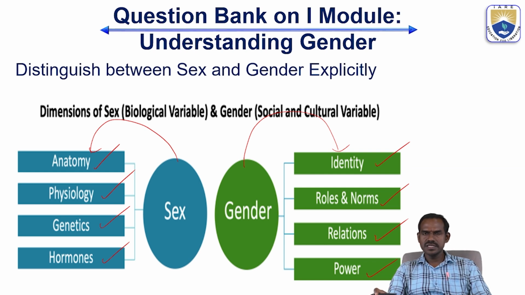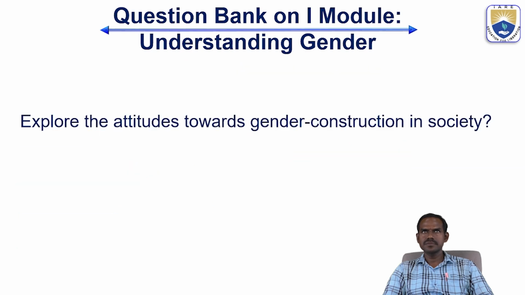As I told, sex is a biological variable and gender is a social and cultural variable. Now let's look into the next question. So this is the difference or distinction between sex and gender in an explicit manner. Now let's move on to the fourth question.